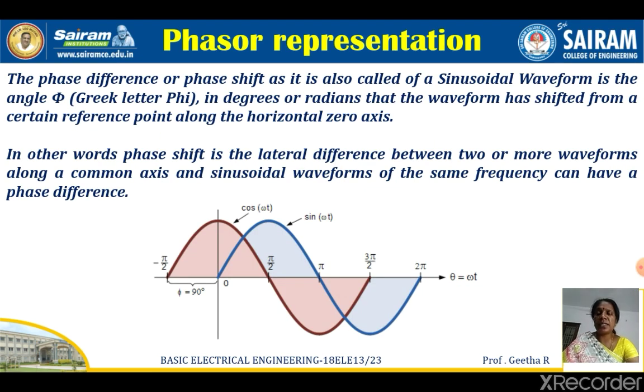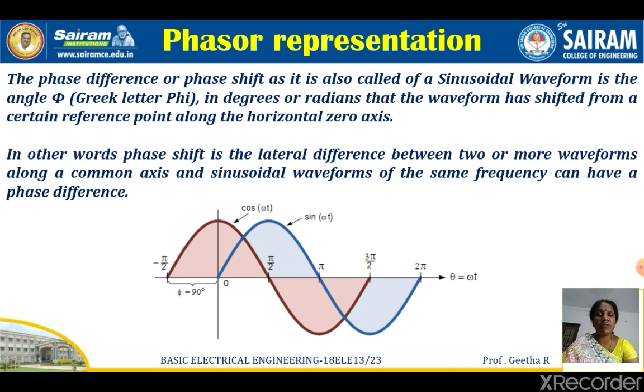In phase representation, the phase difference or the phase shift, as it is also called, of a sinusoidal waveform is the angle phi, in degrees or radians, that the waveform has shifted from a certain reference point along the horizontal zero axis. So the phase difference or phase shift is nothing but how much it is shifted from a certain reference point along the horizontal zero axis. In other words, phase shift is the lateral difference between two or more waveforms along a common axis, for sinusoidal waves of the same frequency.